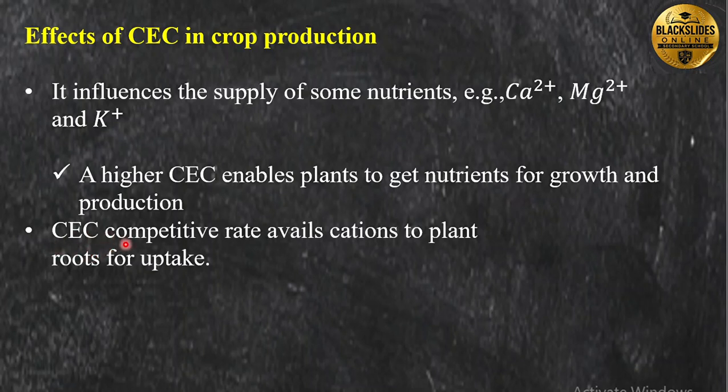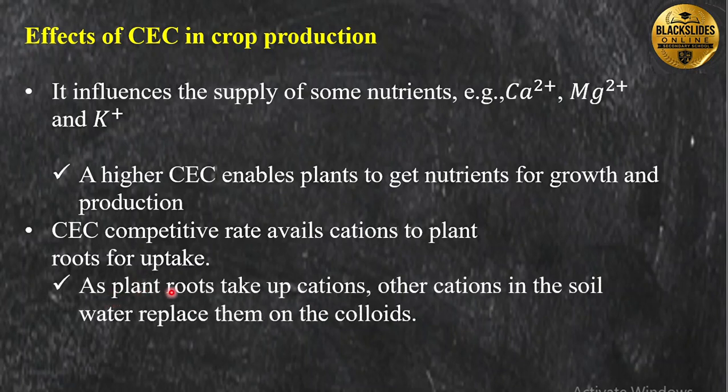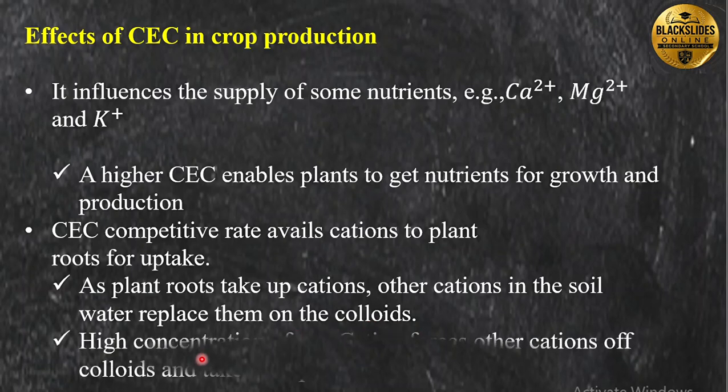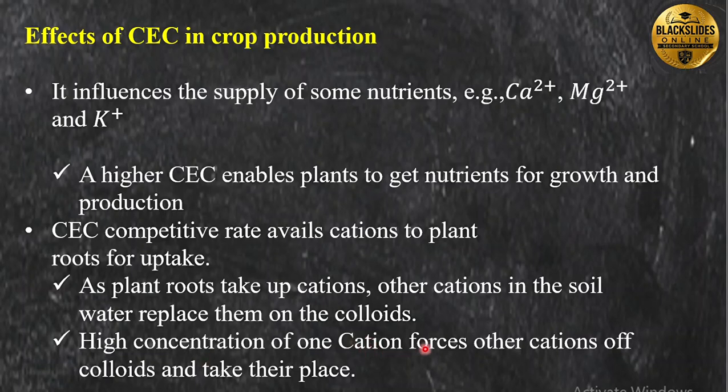Cation exchange capacity competitive rate avails cations to plant roots for uptake. So as plant roots take up cations, other cations in the soil water replace them on the colloids. The colloids are the surfaces of the soil particles which are negatively charged. So a high concentration of one cation forces other cations off the colloids and takes their place. That's called cation exchange capacity competitive rate.